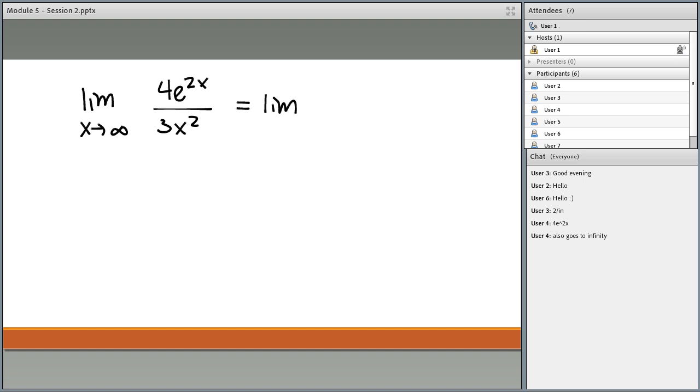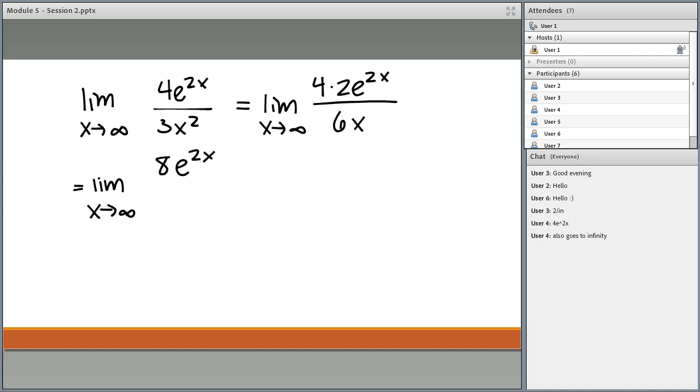And we're going to apply L'Hopital's rule again, which says we can take the derivative of the numerator and denominator separately. So in the numerator, I get another factor of 2 because the 4 stays where it is. Derivative of e to the 2x is 2e to the 2x. And you could go right to writing that as 8 if you want. And in the denominator, I take the 2 to the front, so I get 6x when I subtract 1 from the exponent. So I have the limit as x approaches infinity of 8e to the 2x over 6x.